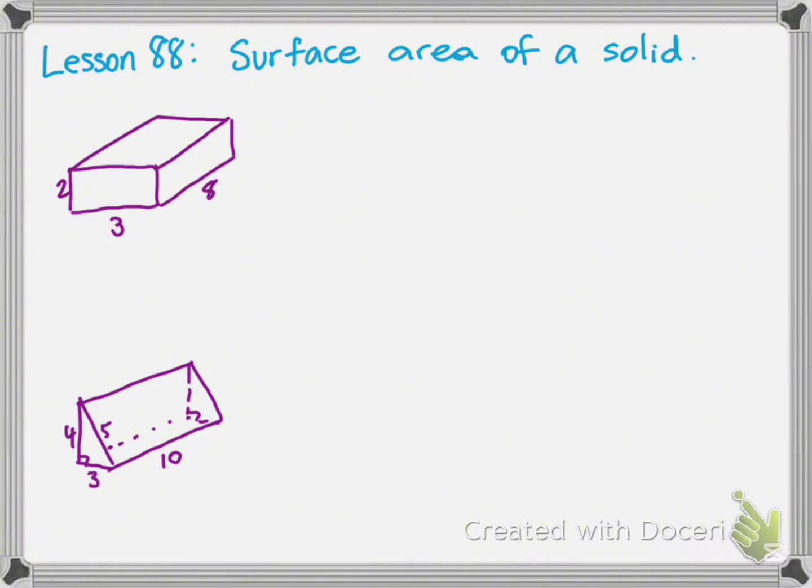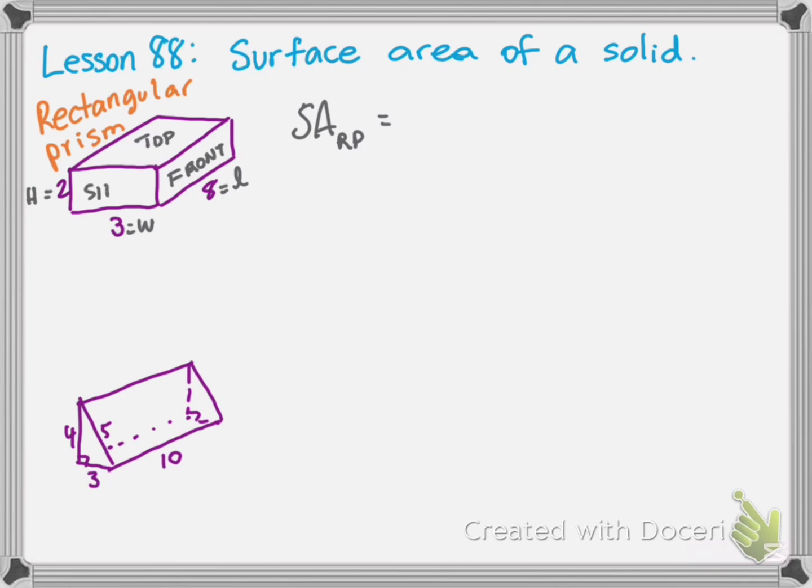In this first one, we have a rectangular prism. Since all the faces are rectangles, this formula is only for rectangular prisms. Surface area of a rectangular prism, let's say. So first, let's put here that this is the height, this is the width, and this is the length. If this is the front, this is the top, and this is the side, notice that we have another side, we have a bottom, and we have a back.